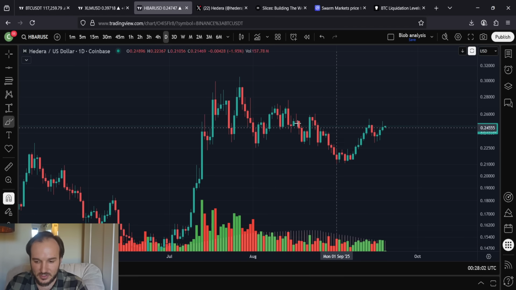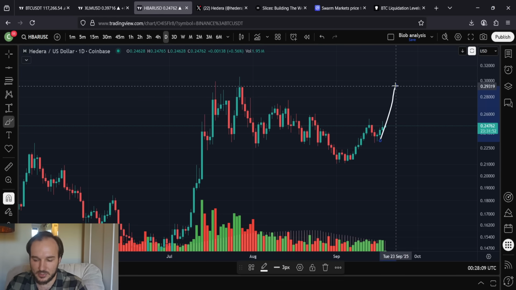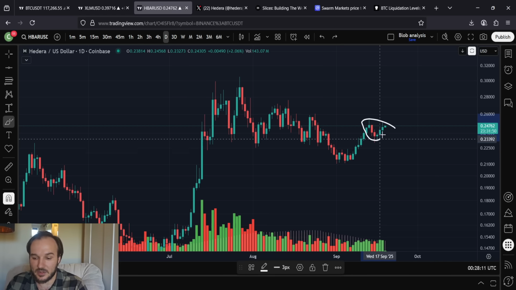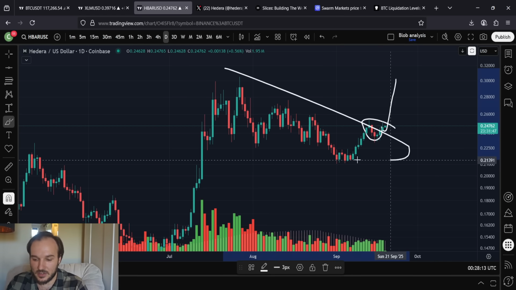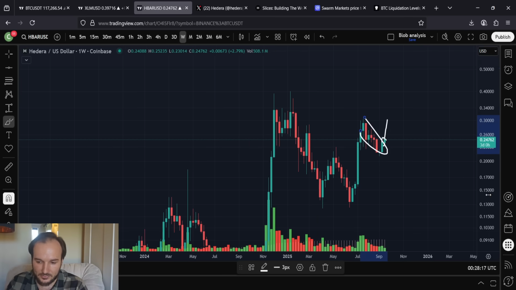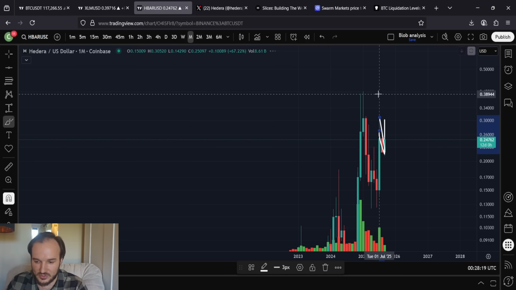That's my expectation. You can clearly see that here we're doing something different than we did at any of these other rejection points. The rejection's not rejecting. That makes me think we're going to do something different and break out. If we break out of this area as a whole, we're thinking about new all-time highs, right? That's the short and skinny of it.